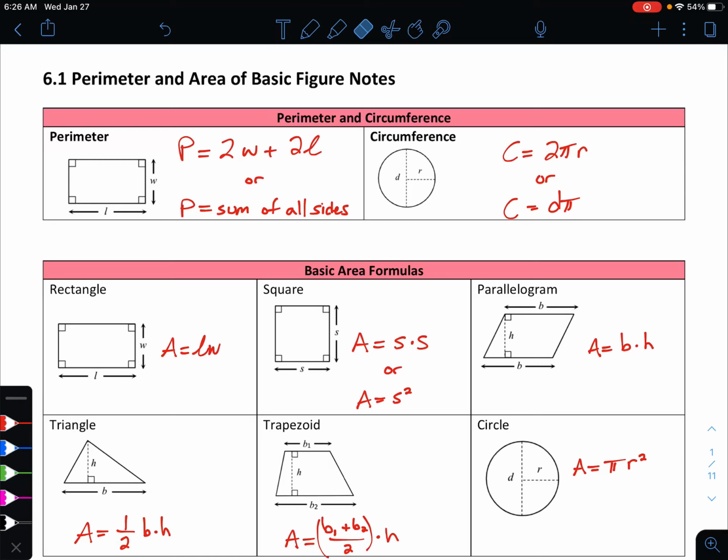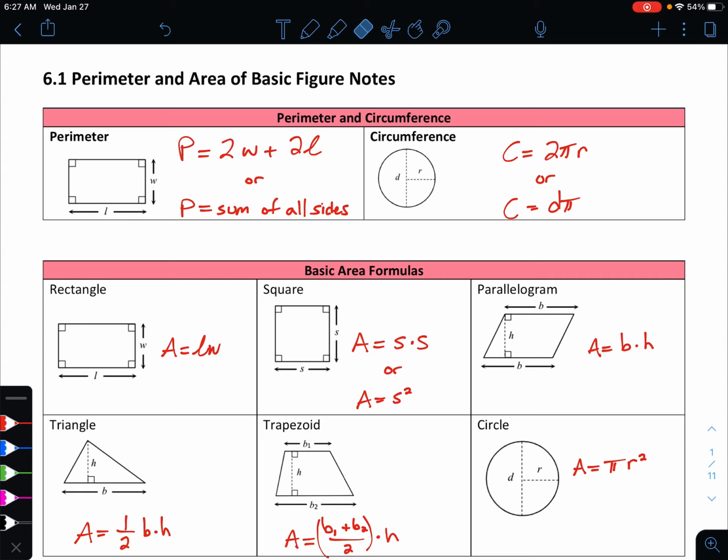All right, guys, so as we start Unit 6, we're going to start by talking about two basic ideas of geometry, which are how to find the perimeter and area of a particular figure. So we're going to talk about the main figures today that we'll see. We'll get into some more complicated cases later on into this unit, but for today, we're just going to keep it with the basics.